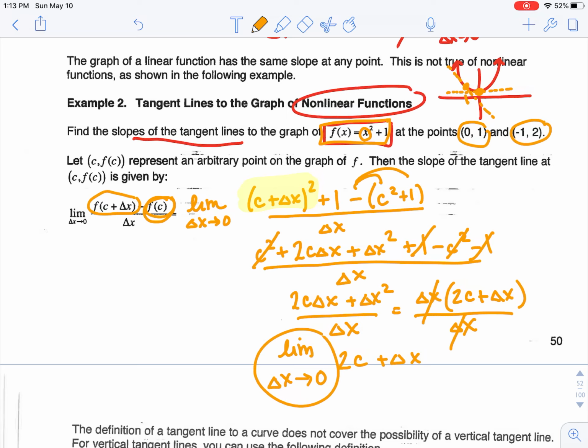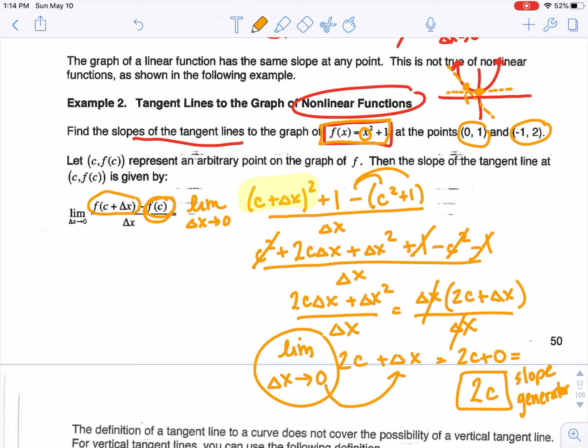So you're going to take this 0. We're going to do direct substitution. Plug it in. So what do I get? I get 2c plus 0, which is just 2c. Okay, so what I call this is my slope generator. Okay, so what that does is it's going to generate the slope for me at any point c.